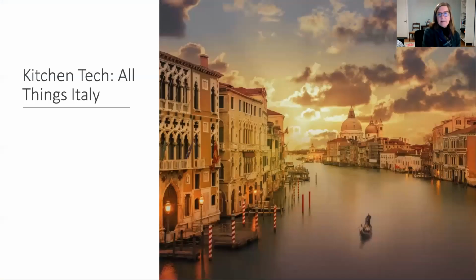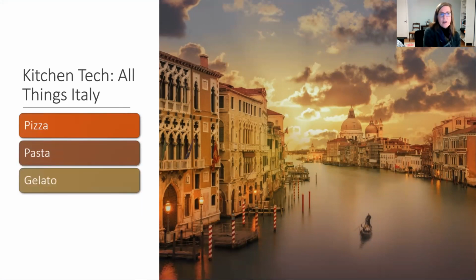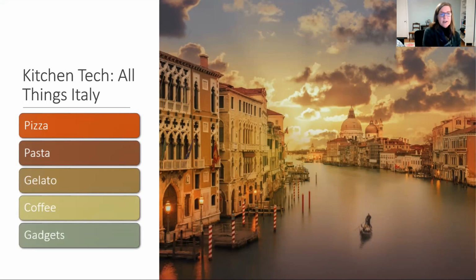I'm going to go to the next slide and you can see that the smart art that I added isn't there because I told it I wanted it to fly in from the bottom one by one. So when I click my mouse, the first one comes in. I can talk a little bit about pizza, click my mouse, the pasta comes in, click my mouse, gelato, coffee, and then gadgets.